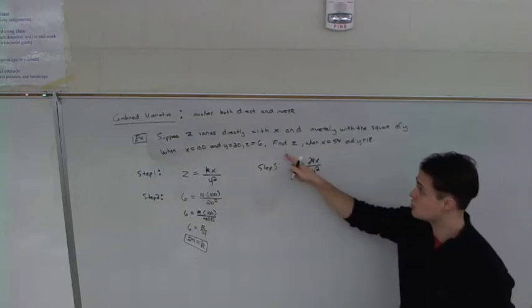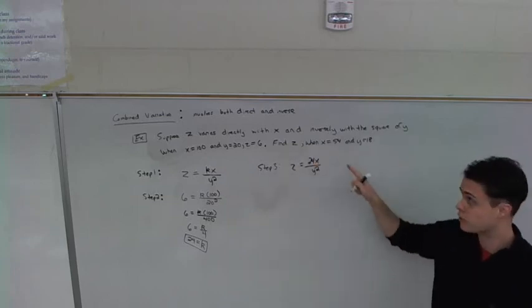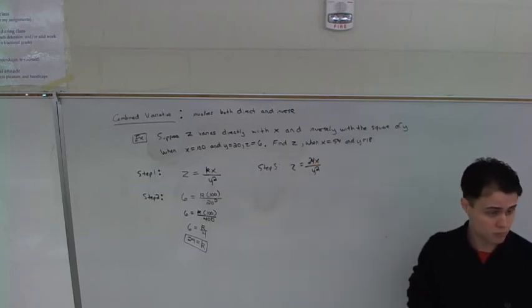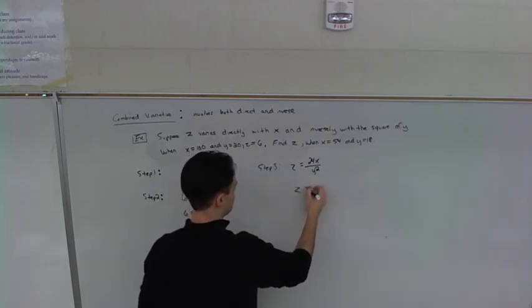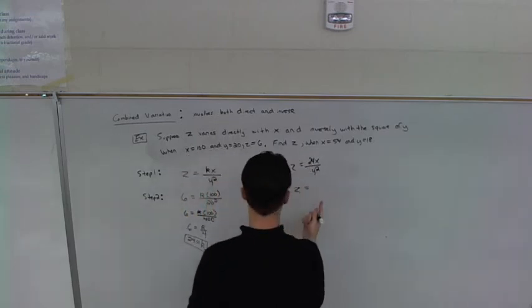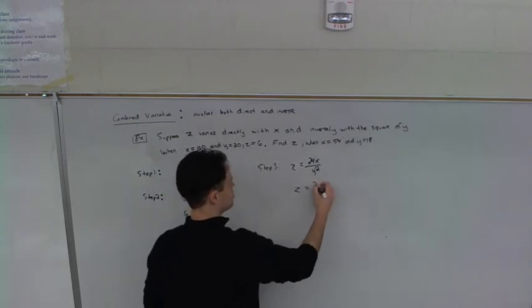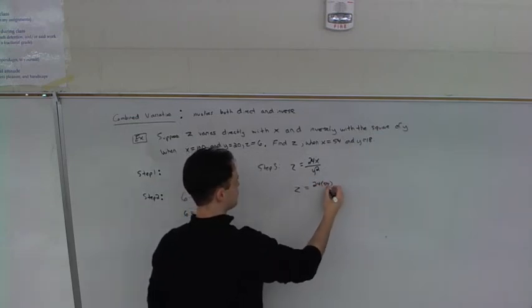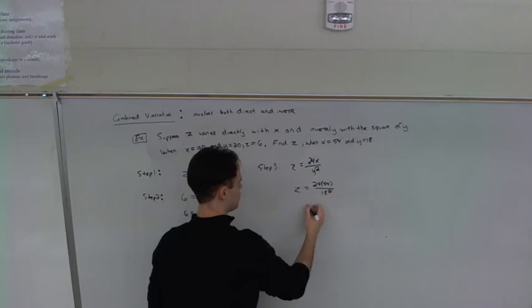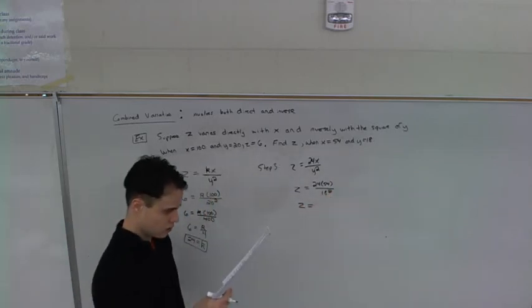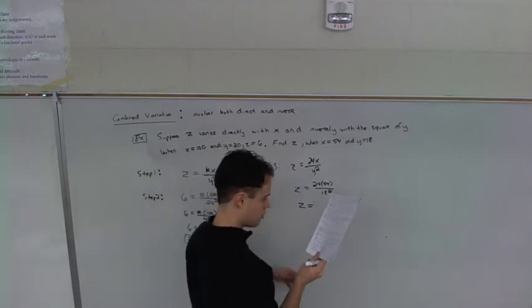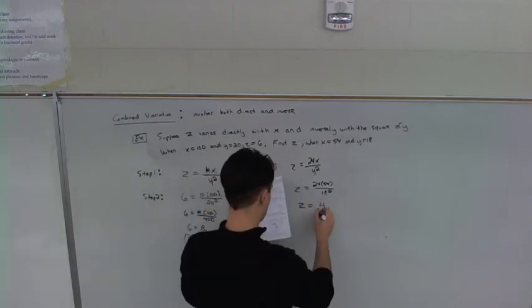So now it says use it to find z when these things are these values. Okay. So now I'm going to plug stuff in again. It's kind of like you plug stuff in twice. The first time to find k, the second time to find whatever else. So 24 times 54 over 18 squared. That's just ugly. I'll use my calculator. And let's see. I got 4.